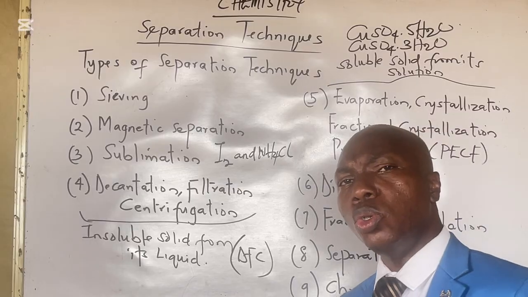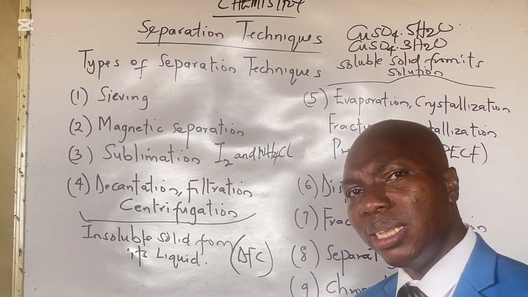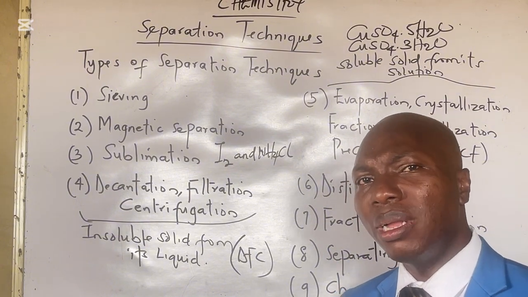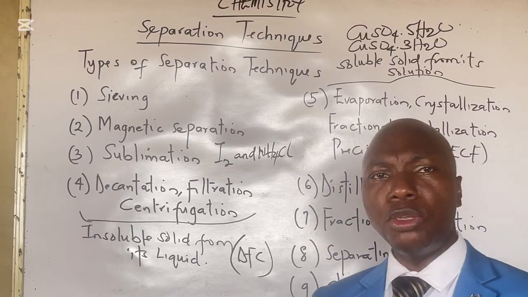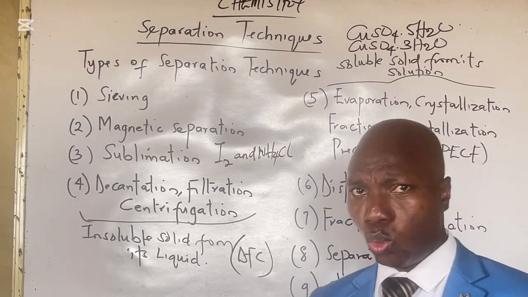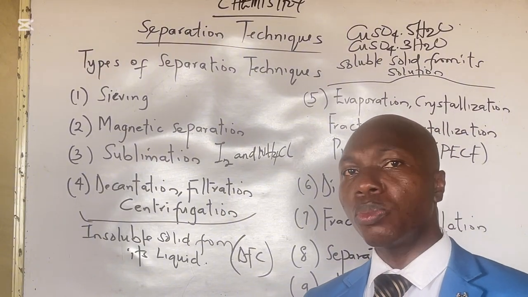What will you do? You will add ethanol. Ethanol cannot mix easily with iron sulfate. In the process of adding ethanol, crystals of iron sulfate will be deposited, and you can then use filtration. With this separation technique, you can combine one or two to obtain the crystals of the salts.